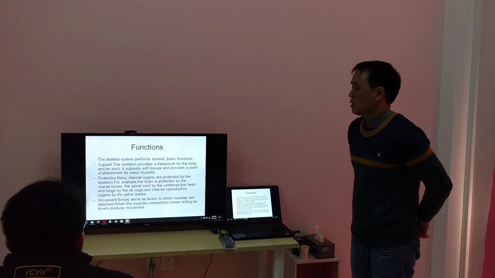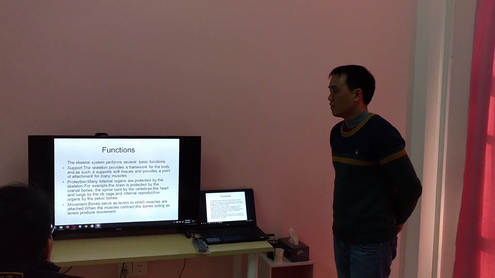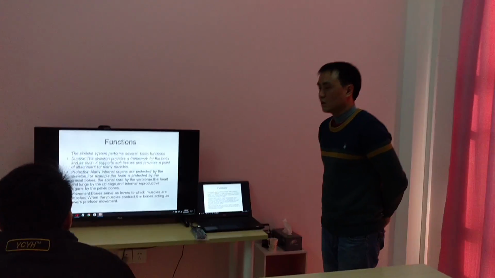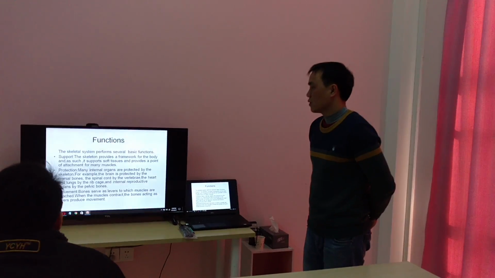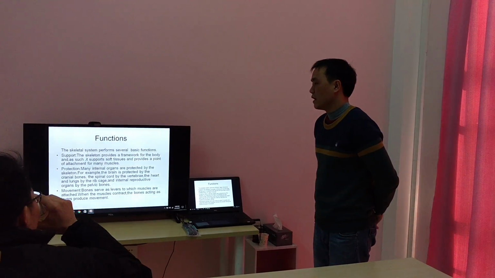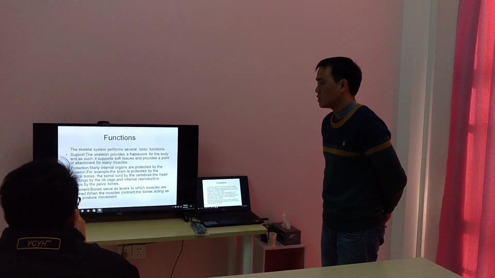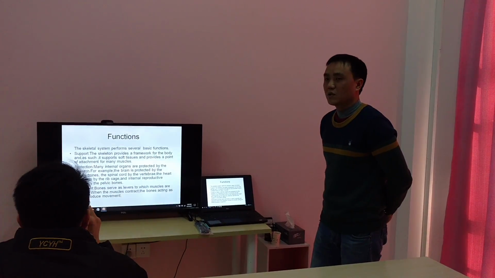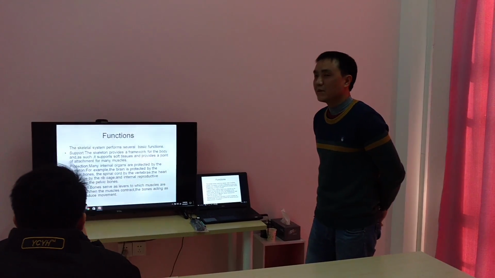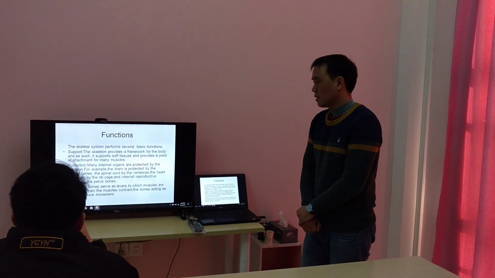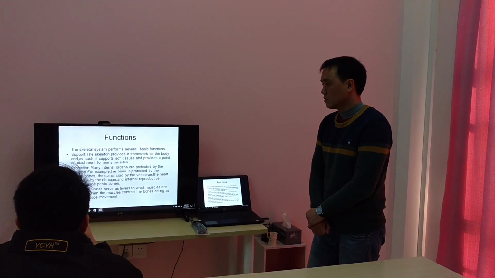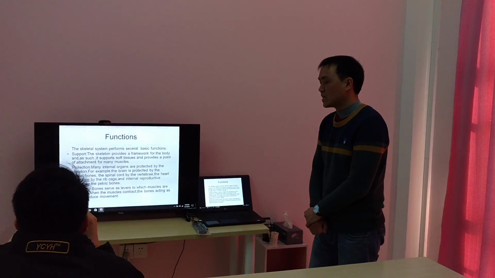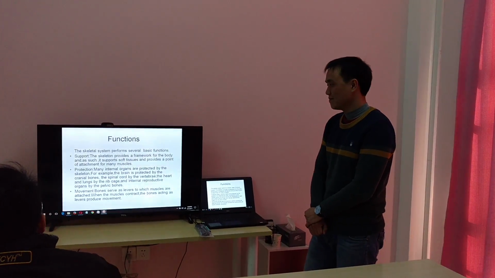First, let's talk about the support. The skeleton provides a framework of the body, and as such, it supports softer tissues and provides a point of attachment for many muscles. Protection. Many internal organs are protected by the skeleton.